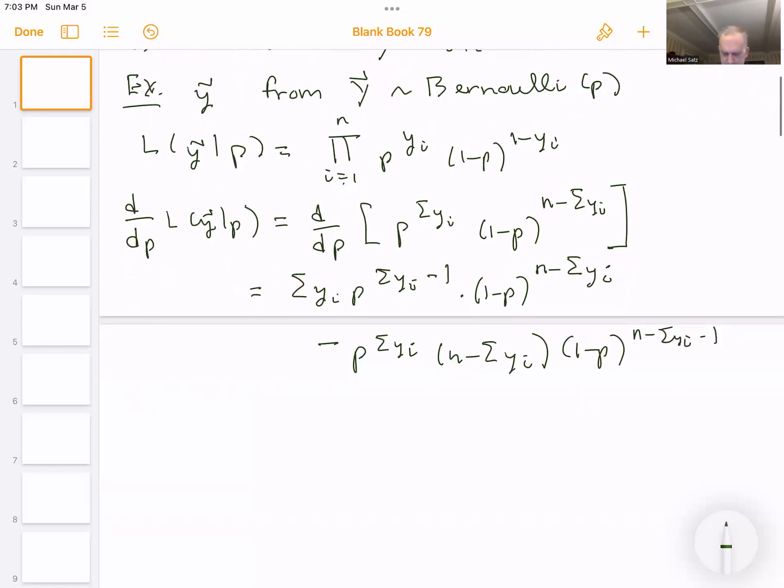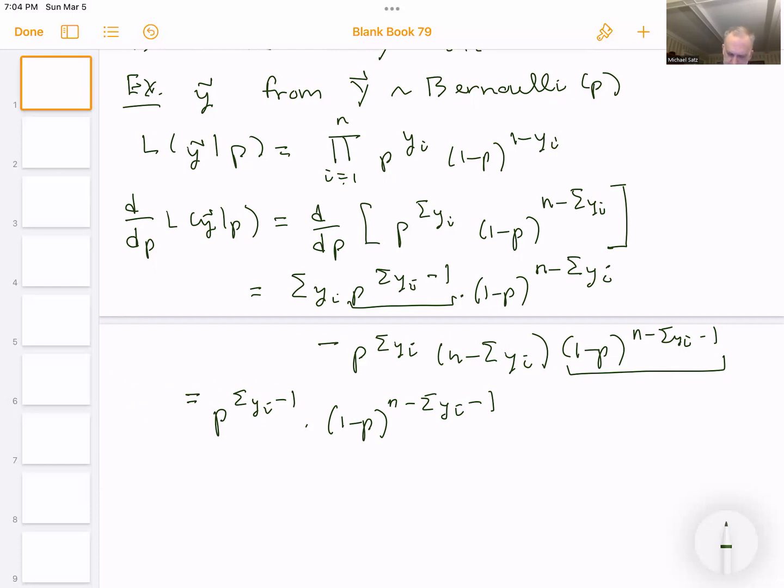Okay, this looks pretty bad, but it's not too bad. I can factor a lot out. I want to set this equal to 0, right, to find an extreme value for the likelihood function. So what I can do is let's factor out this piece here and this piece here. We'll take these outside, and we're going to assume p is not 0 or 1, and so this will kind of go away. So p to the sum y_i minus 1 times (1 - p) to the n minus sum y_i minus 1 will come outside.